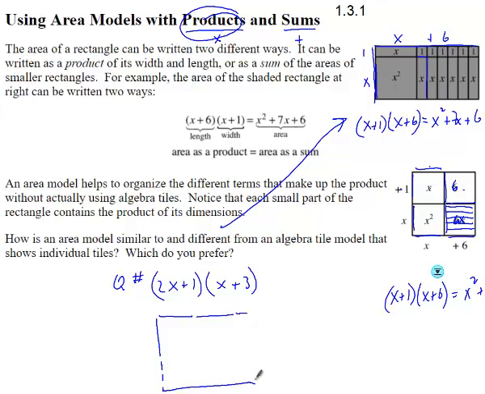And now I can go ahead and draw that, and I can break it up. So there's 2x plus 1 and x plus 3. Go ahead and write that area, fill out the boxes inside, and write the area as a sum inside, please.